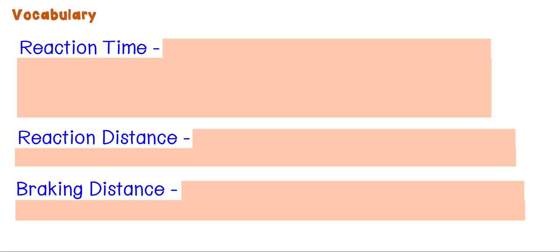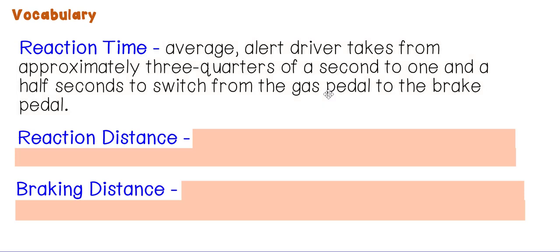Okay, here's some vocabulary. Some of our vocabulary is reaction time, and that is basically the average of when an alert driver takes from approximately 3/4 of a second to 1.5 seconds to switch from the gas pedal to the brake pedal. So that is an average for someone who's alert. If you're not paying attention, like you're looking at your cell phone or you're staring off into space, it might take a little longer if you aren't alert.